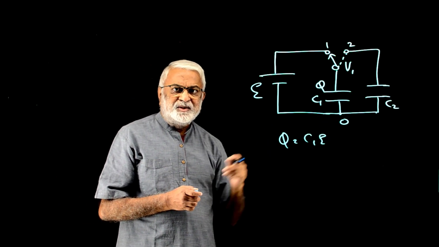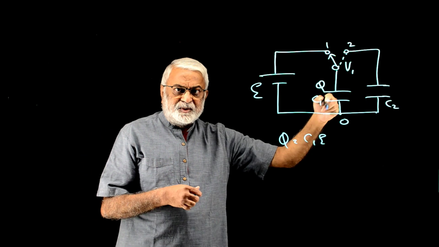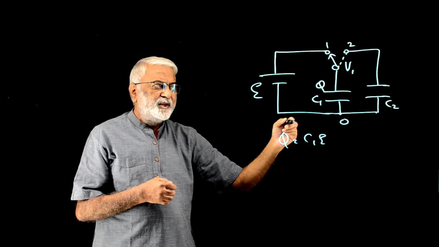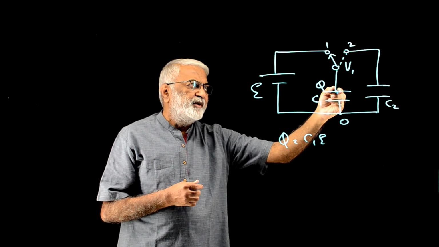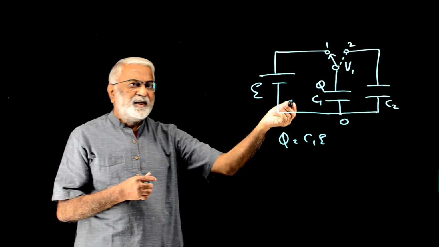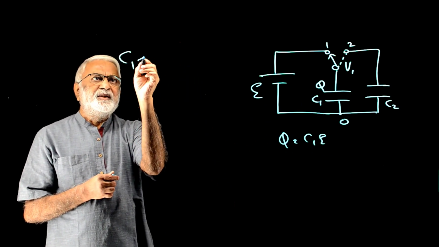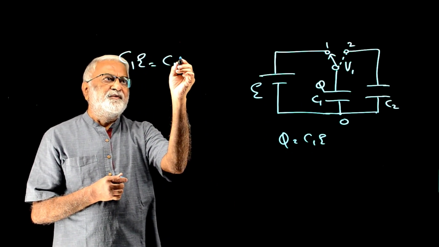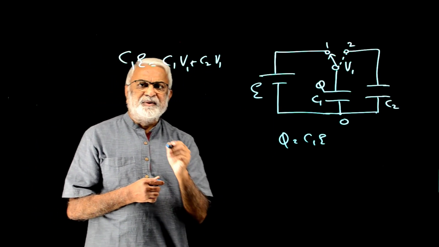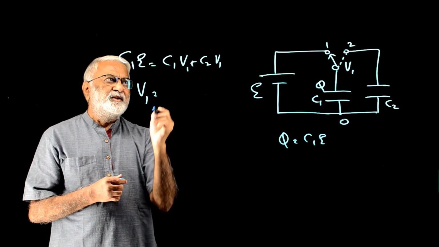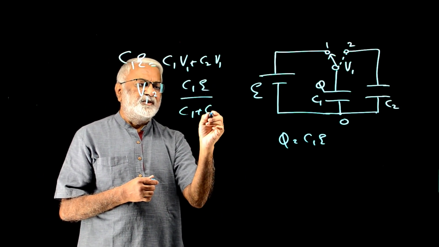And this charge must be, well, the total amount of charge doesn't change, right? So the charge here is C1 V1 and the charge here is C2 V1, and that must be equal to the charge Q you built up earlier. So C1E equals C1 V1 plus C2 V1. That allows us to solve for V1, and V1 equals C1E by C1 plus C2.